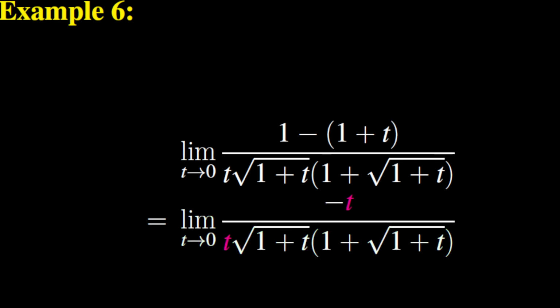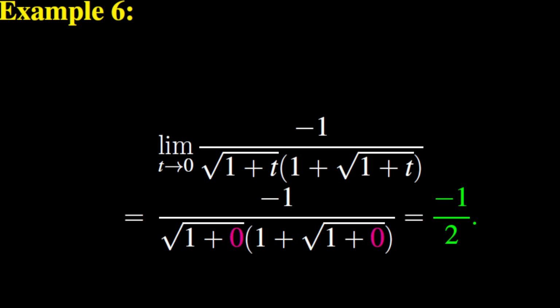It appears that t is the common factor in this expression. We simplify t and the new expression is -1 over square root of 1 plus t times 1 plus square root of 1 plus t. Now that we have completely simplified this expression, we plug 0 for t to compute the limit. It comes that the limit is -1/2.